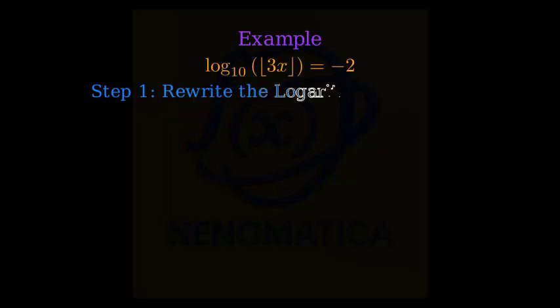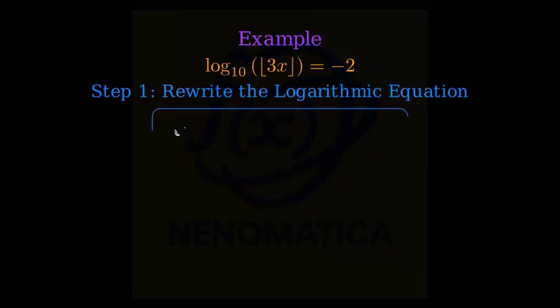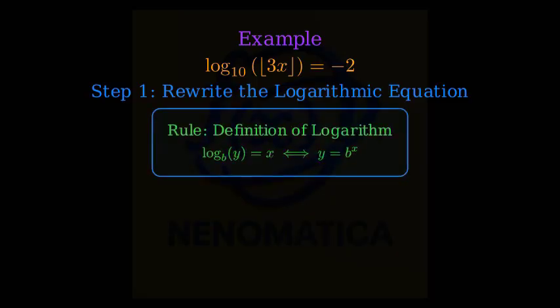In this example, we will solve the equation log base 10 of bracket 3x equals negative 2. Step 1. Rewrite the logarithmic equation in exponential form. The definition of a logarithm says, log base b of y equals x if and only if y equals b to the x. Applying that here with base 10 gives, the floor of 3x equals 10 to the negative 2.